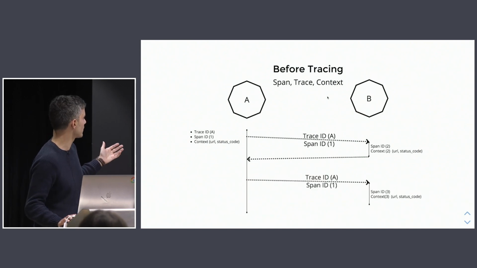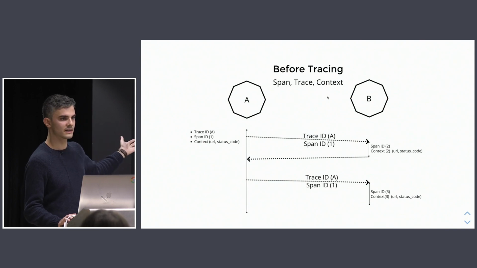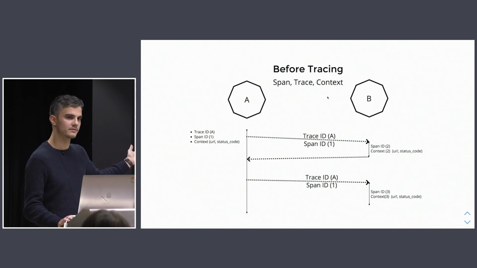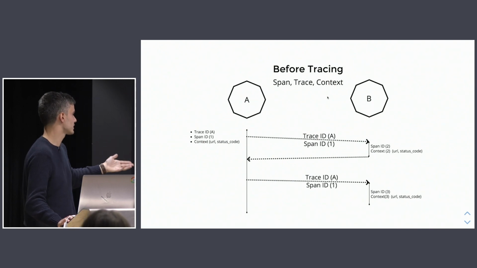And then for the second call, notice that the trace ID and span ID that are sent are exactly the same, because we're still in the same distributed call, and the span identifier is still the same. And now service B will create a new span identifier, identifying this new execution, and a new context as well.